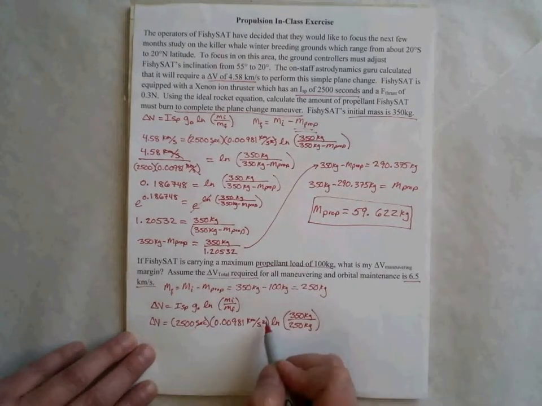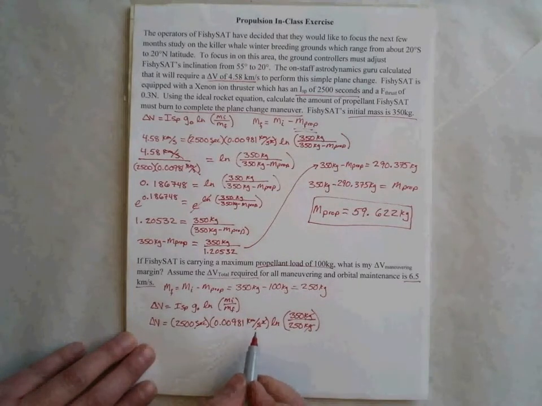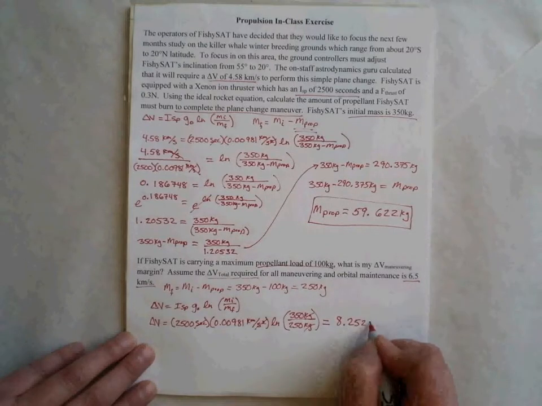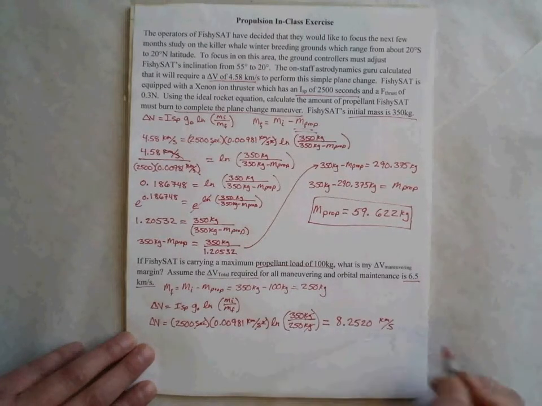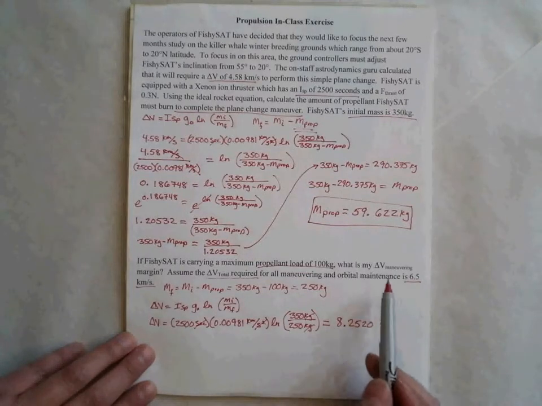The second will cancel with these. Our kilograms here will cancel, and we'll be left with kilometers per second. Multiplying straight across, we end up with 8.2520 kilometers per second. So that's what we're capable of, and we want the margin.